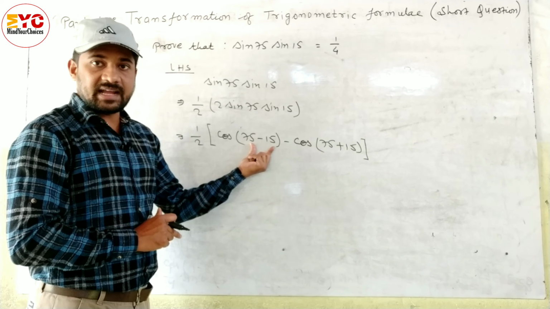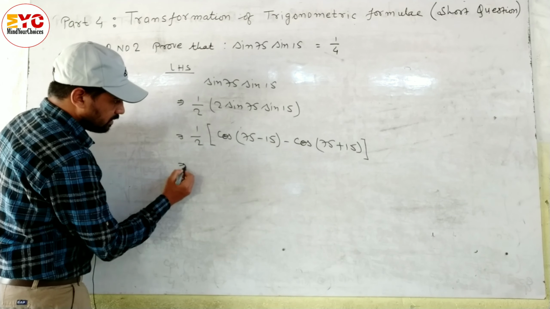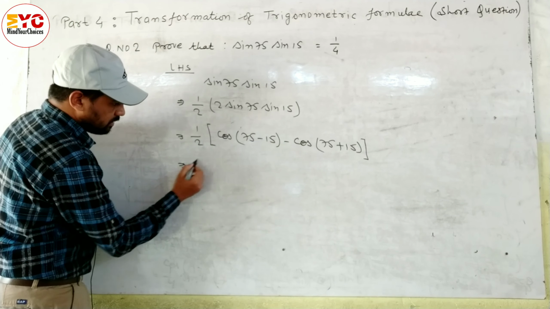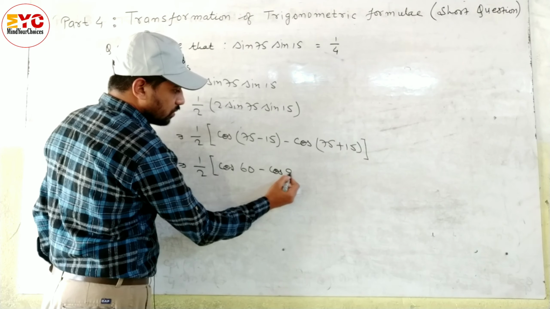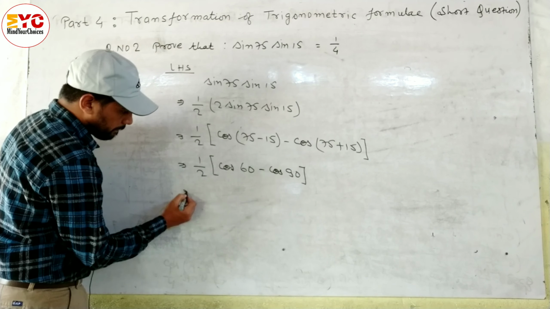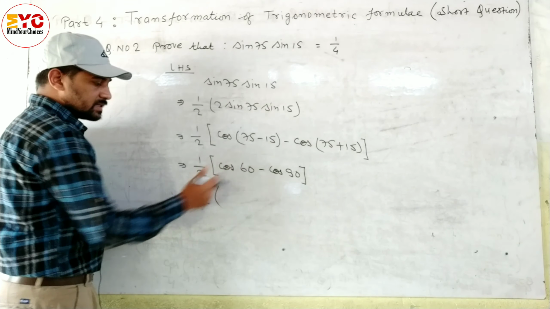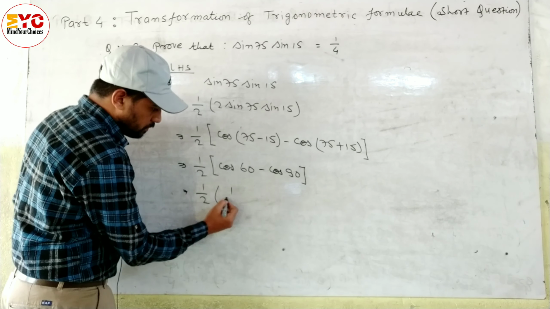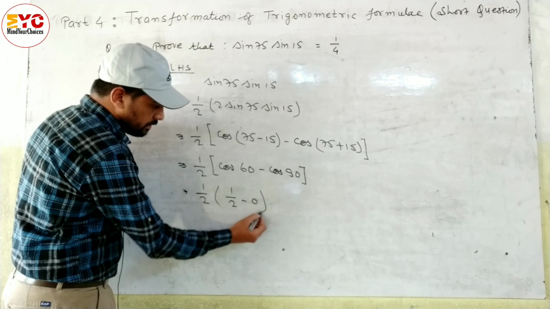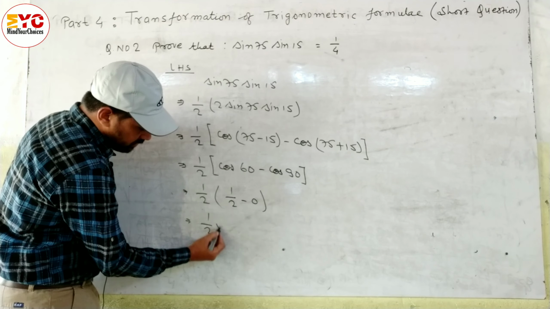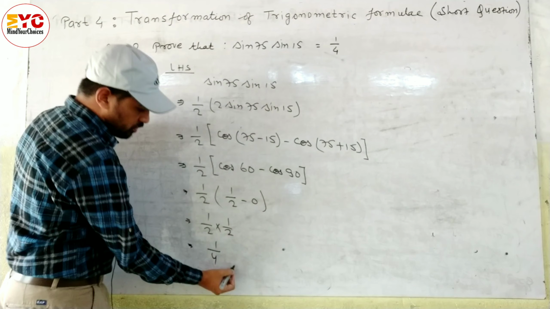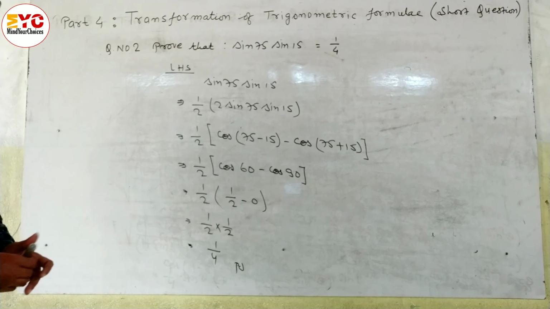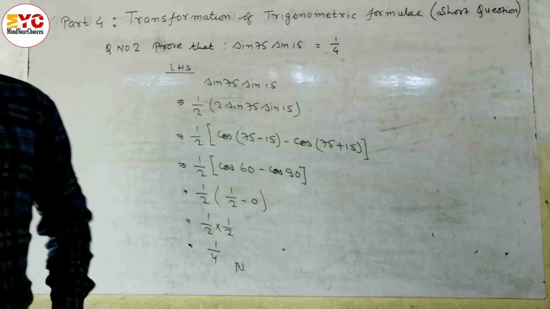Now we have to subtract and put the values. So 1 by 2 cos, when you subtract these two, we get 60, minus cos, and when you add these two, we get 90. 1 by 2 cos 60 is equal to 1 by 2 minus cos 90, which is 0. So 1 by 2 into 1 by 2 is equal to 1 by 4. We have to prove 1 by 4. This question number 2, hope you understand properly.